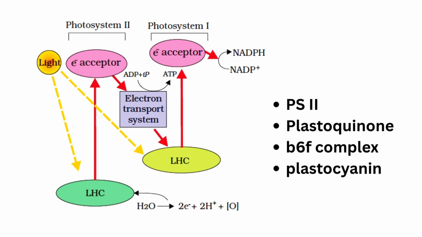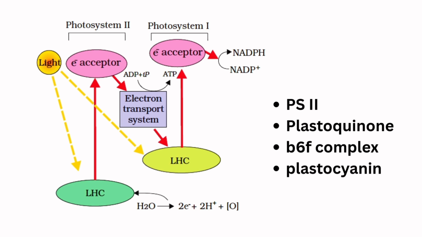So what happens during the light reaction? The light with the wavelength 680 nanometer has the ability to excite electrons from photosystem 2. The electron excited from photosystem 2 is received by an electron acceptor with a higher redox potential. Hence the electron is moved uphill, and from there through an electron transport system which includes the B6F complex and plastocyanin, it is transported to PS1, photosystem 1.